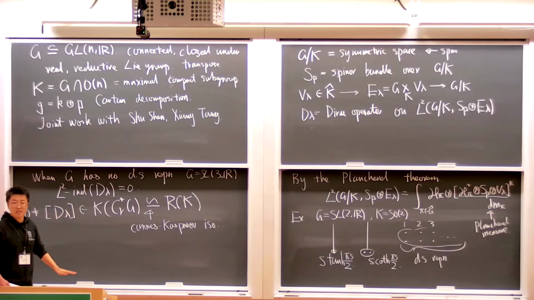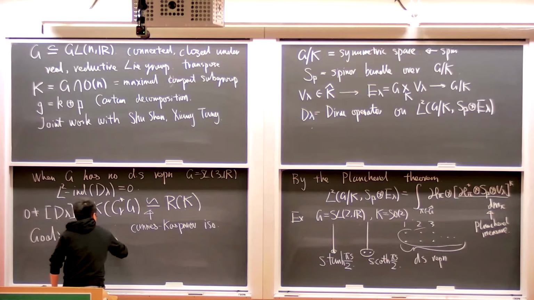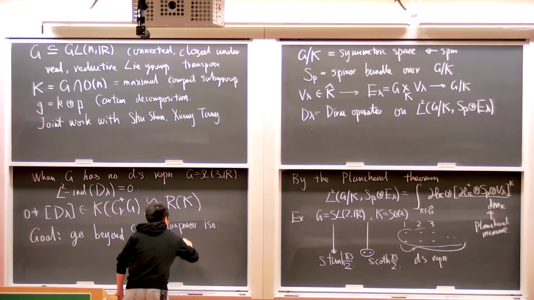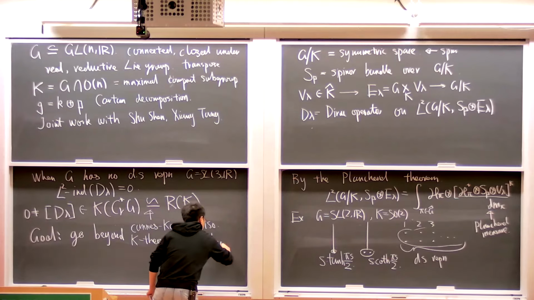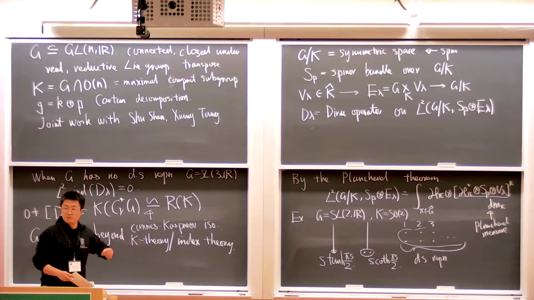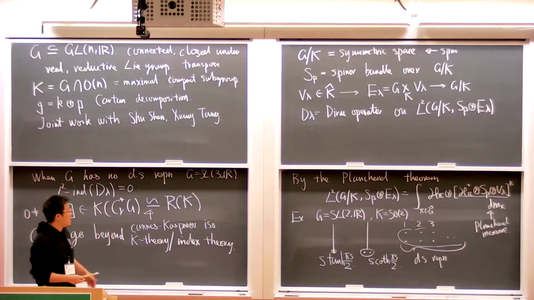Okay, so far everything is nice. But now let me tell you our motivation, or our goal, is that we wanted to go beyond K-theory or index theory. Why? Because Atiyah-Schmid provided a very nice way to detect or study discrete series. In fact, one application is that Atiyah-Schmid geometrically realized discrete series representations of G as the kernel or index of some Dirac operator on the symmetric space.